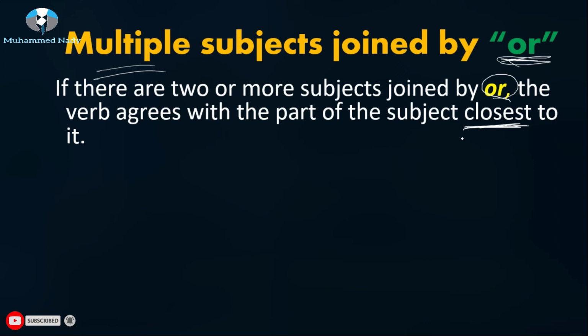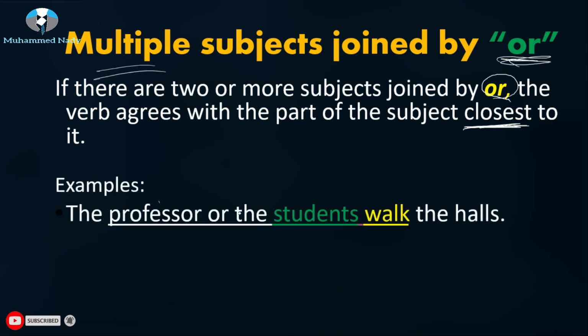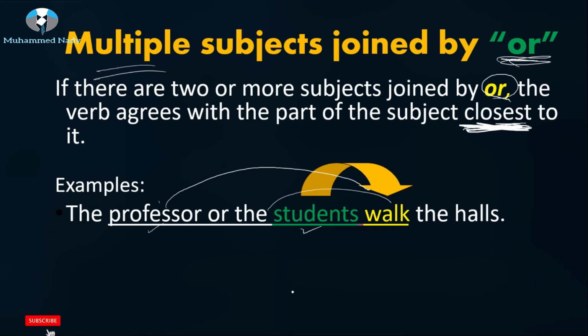That part is difficult. I didn't get it. Okay, you will get it when we read this. Now, look at this example. The professor or the students walk the hall. The professor, this is the first part of the subject, and the students, this is the other part. We said here that it goes with the closest subject to the verb. Which one is closest? Professor is close to walk or students close to walk? Of course, students close to walk, and students here is plural. It has an S, as you see, so we don't use an S.